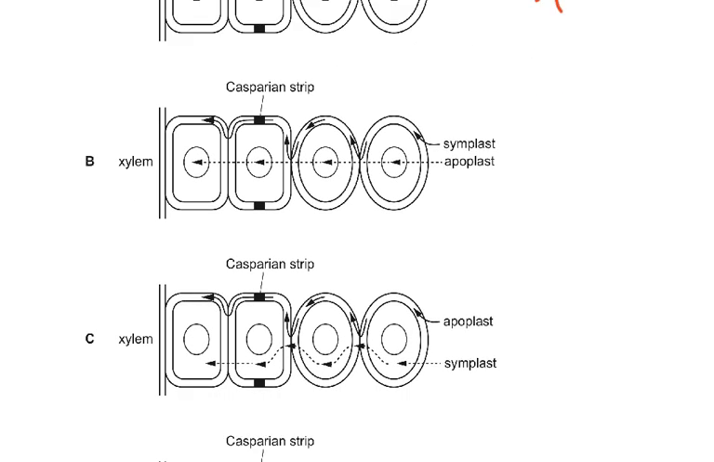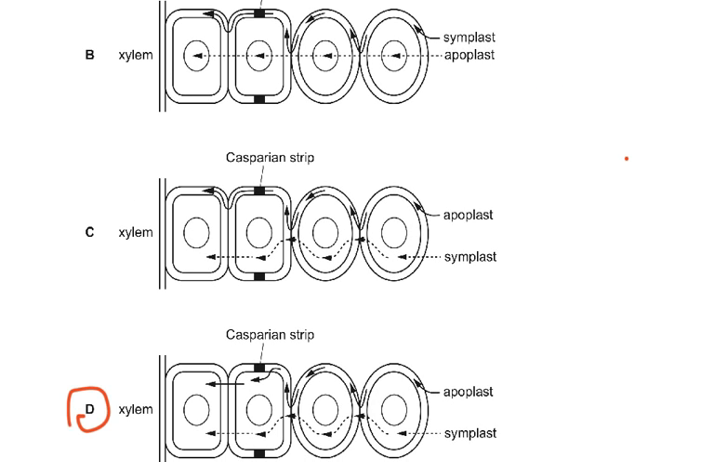The answer is D. Now, why are the others wrong? This is what I want you to see. You see, the Casparian strip blocks the apoplast pathway. So this is wrong here. The Casparian strip will block the apoplast pathway. So this is wrong. I want you to know that.